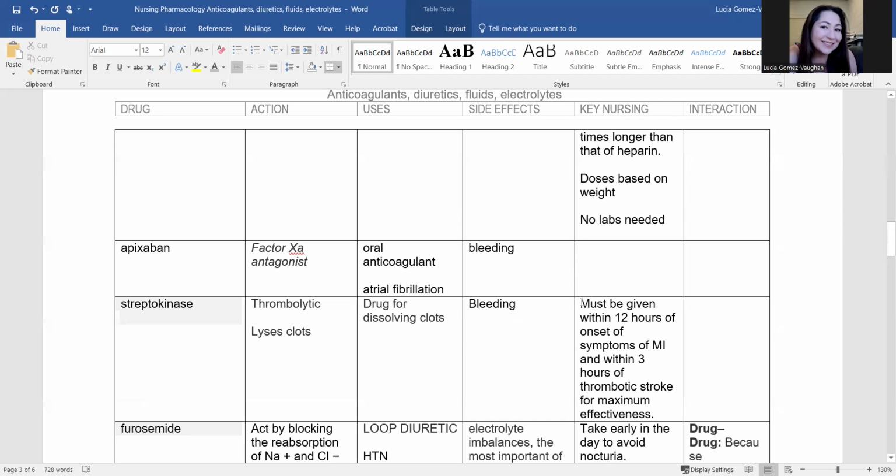And you must give it within 12 hours of the onset of an MI and within 3 hours of a thrombolytic stroke for maximum effectiveness. So there's a very specific time frame with streptokinase for an MI or a thrombolytic stroke. With a thrombolytic stroke, you are trying to dissolve that clot and it needs to be given within 3 hours. You would never give this for a hemorrhagic stroke or a stroke that was bleeding, only for a stroke that was caused by a clot. And with streptokinase, or thrombolytics, they can also sometimes be used to declot PICC lines.